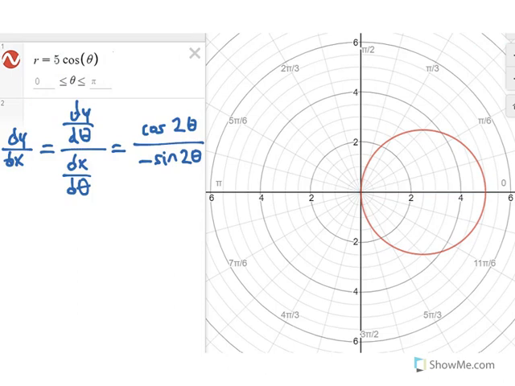We found that dy dx is equal to cosine of 2 theta over negative sine of 2 theta. The negative sign in dy dx is coming from dx d theta.